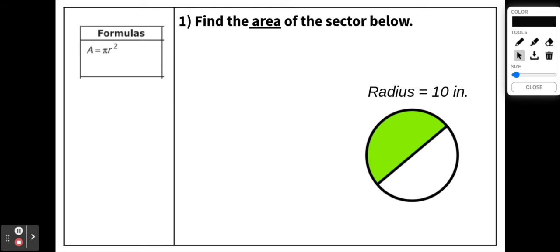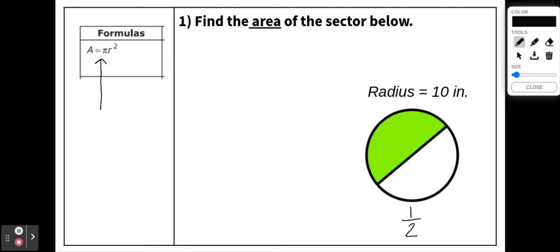Okay, let's get started. On number 1, we're asked to find the area of the sector below. And we can see that that green sector that's shaded is half of the circle. So I'm going to begin by just writing down that I notice that this is half of a circle that's shaded. And that's the sector we're talking about. Now, we don't have a formula for finding area of a sector of a circle, but we do have a formula for finding the area of an entire circle. And that's this formula that's right here. So we're going to be using this formula to help us out.